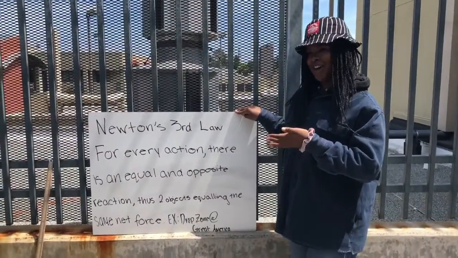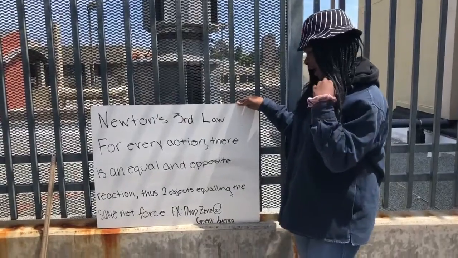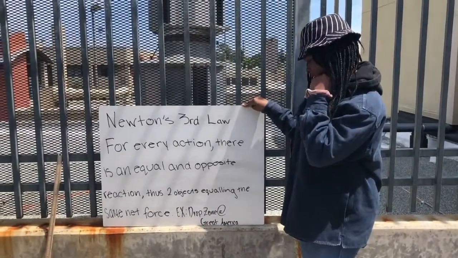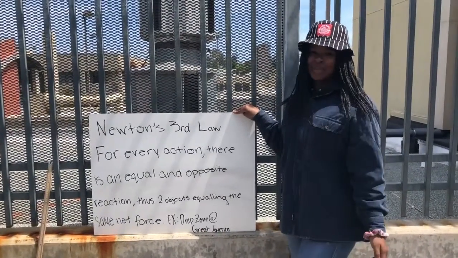This is Newton's third law. Newton's third law states, for every action, there's an equal and opposite reaction. Thus, two objects exert the same net force. Our example is Drop Zone at Great America.